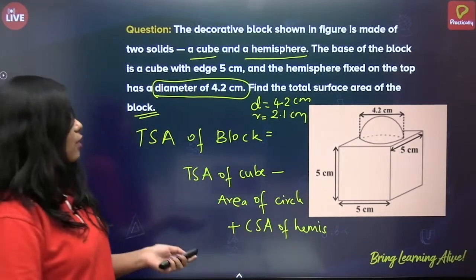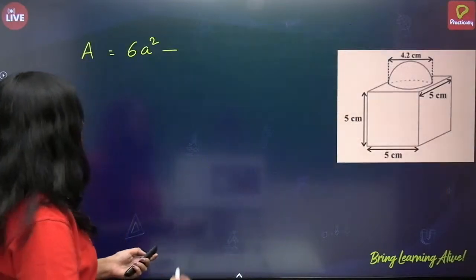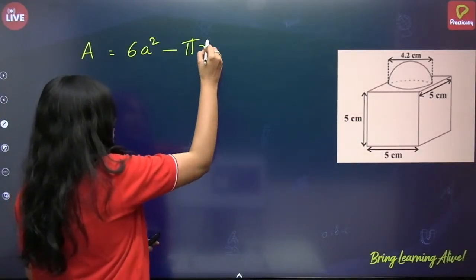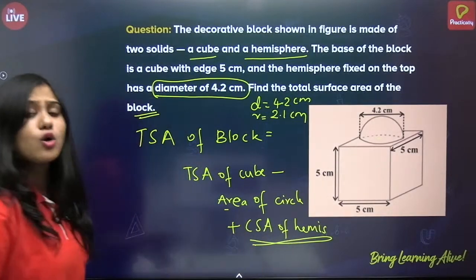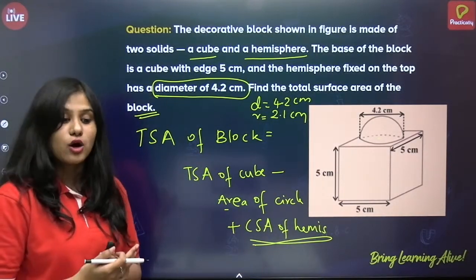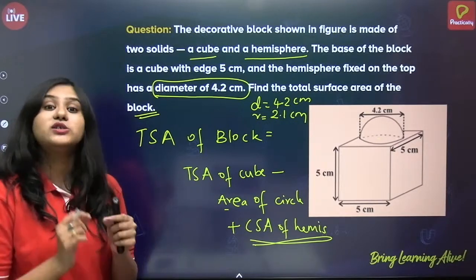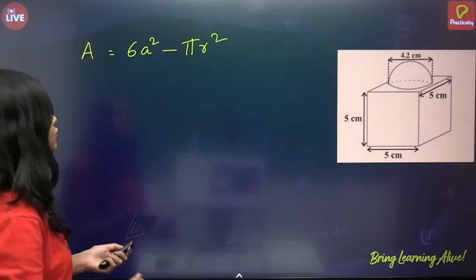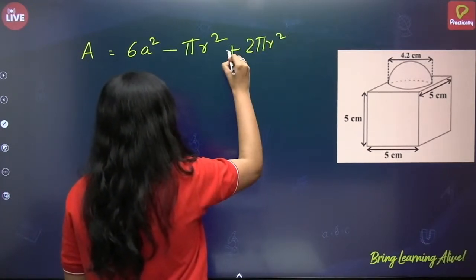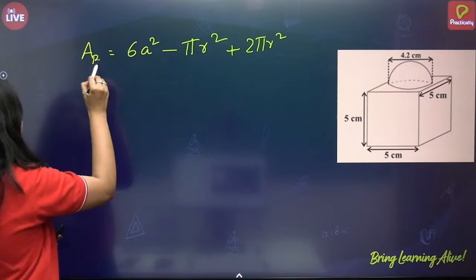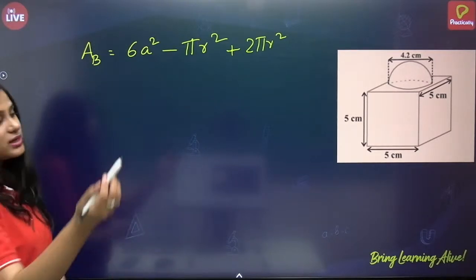right? Now, so what is area of circle? Minus pi r square. Next, plus CSA of hemisphere. What did we learn about the formula of CSA of hemisphere? It is 2 pi r square. So this will be plus 2 pi r square, right? This is what area of the block. Correct? Now let us substitute.